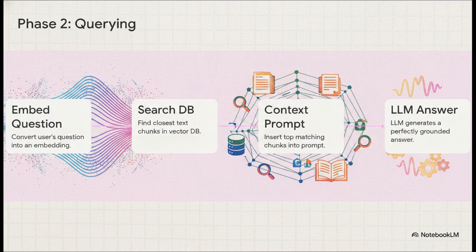You grab those matching chunks, shove them directly into the prompt right alongside the user's question, and then the language model reads that context to generate a perfectly grounded answer. The absolute golden rule here: retrieval always happens before generation on every single query.